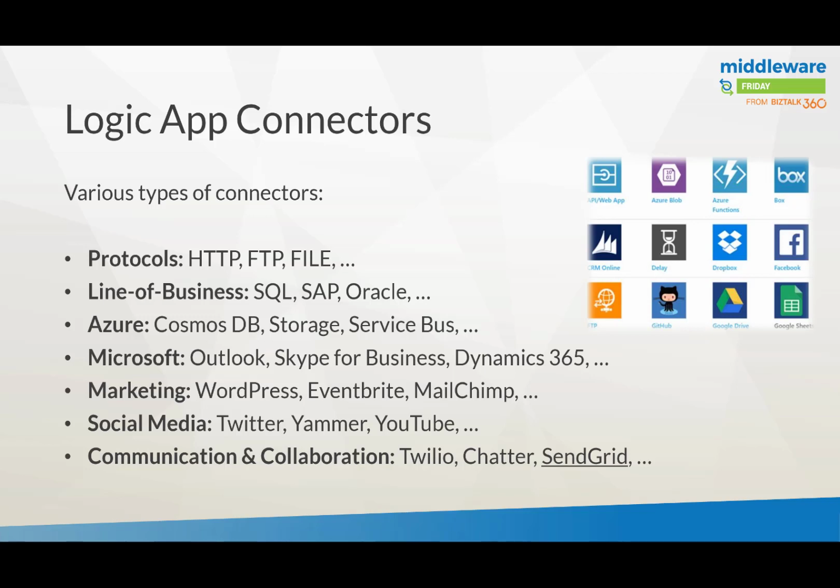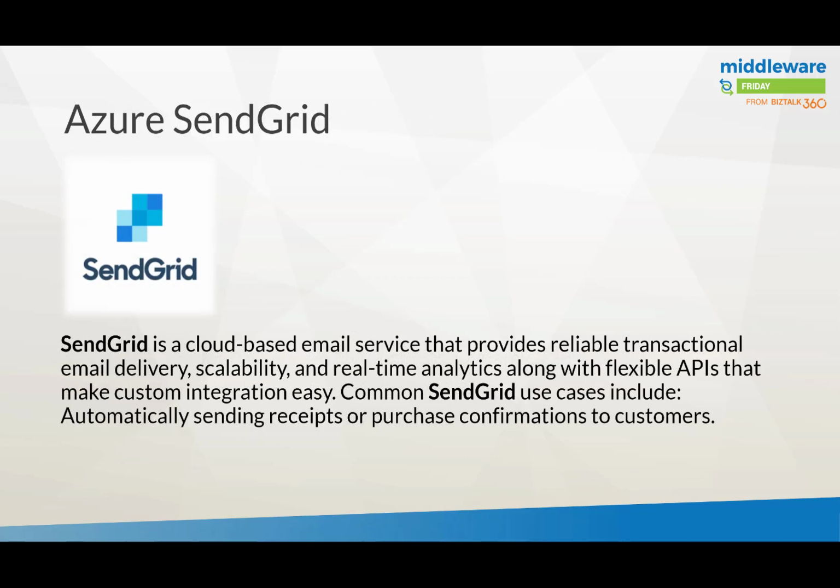Just as an example of looking at connectors, one of them is SendGrid, which we're going to talk about in this episode. SendGrid is a cloud-based email service where you can do transactional email delivery, it scales, it has real-time analytics, etc. It's available through the Azure Marketplace. It has APIs which you can leverage, so through a .NET client you can leverage SendGrid by talking to the APIs. There's also a connector available in Logic Apps where you can leverage SendGrid as well.